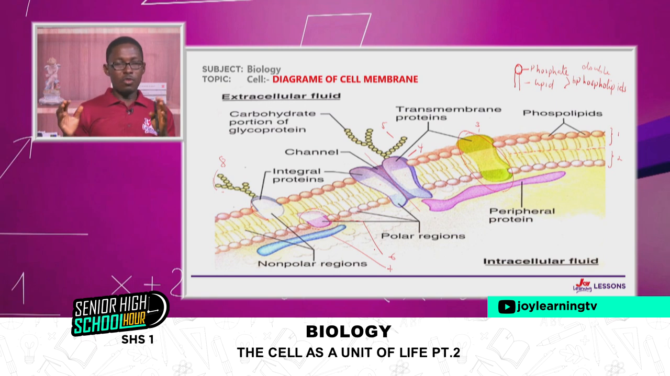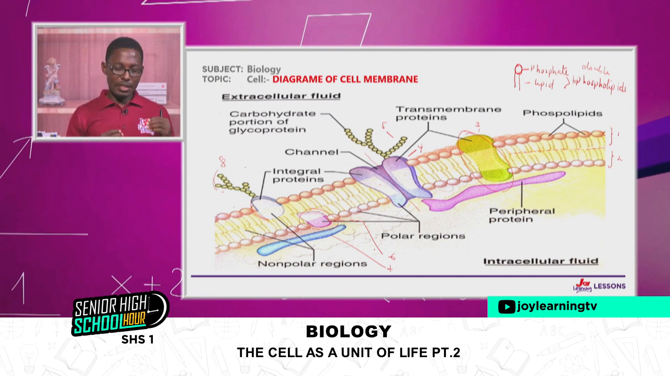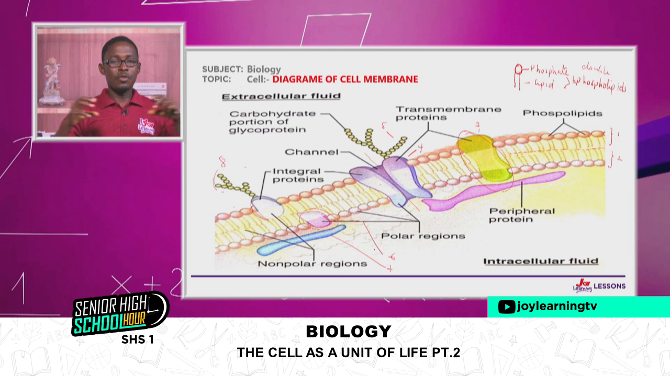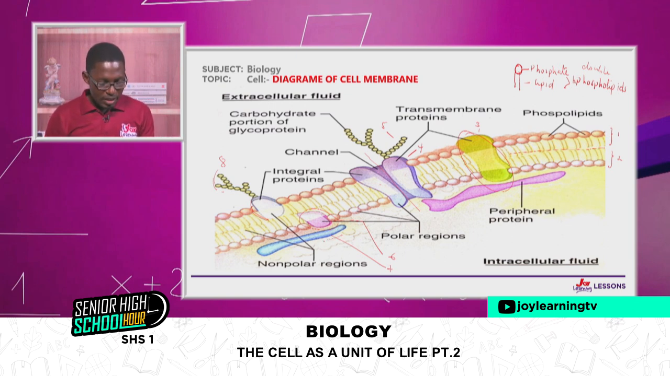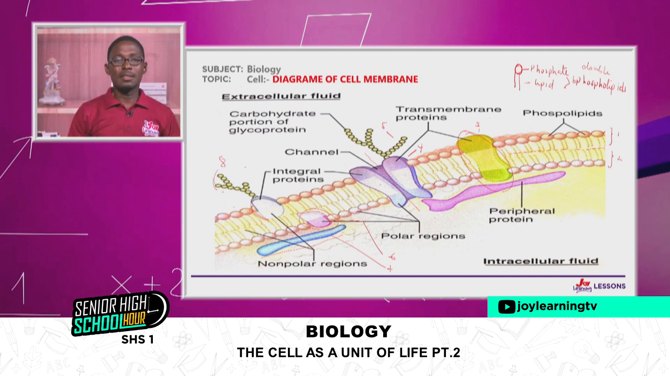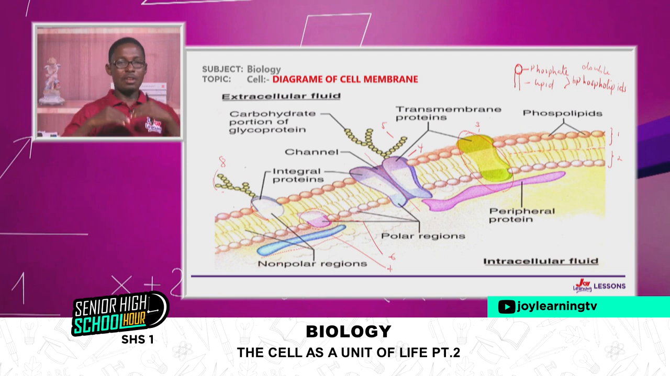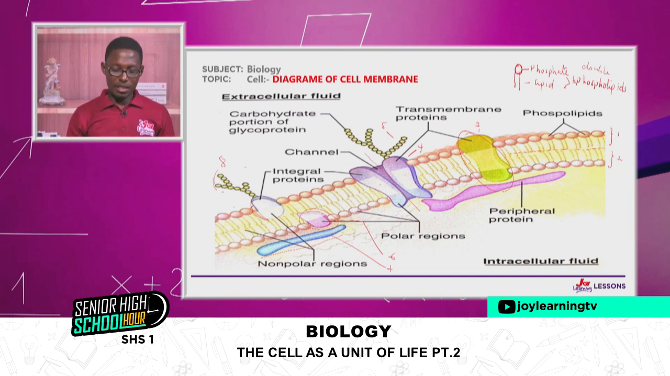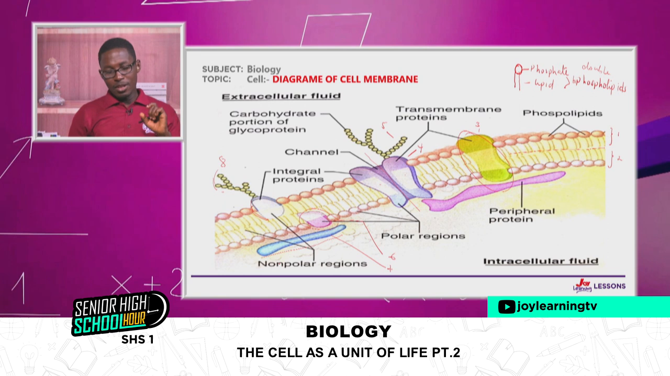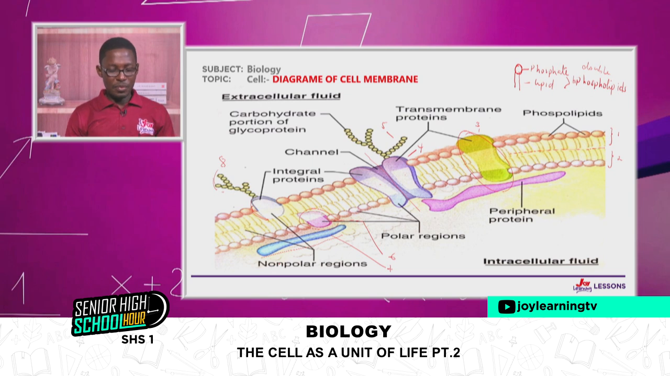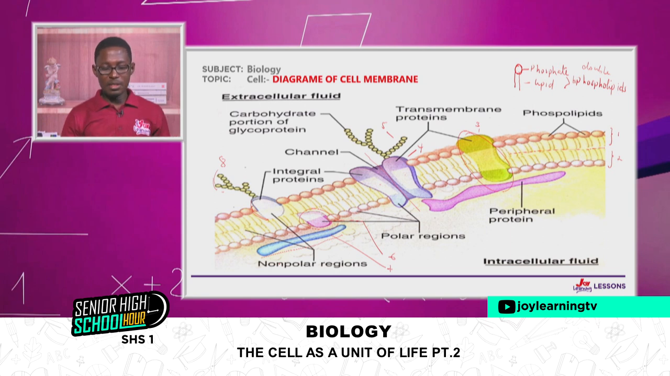Whether fully embedded or partially embedded, we call them the integral proteins because they are found within the phospholipid. Whilst the blue ones you see down here are called the peripheral proteins. They are not inside the phospholipid. They are just outside it. So we have the peripheral proteins. We'll come back to explain these things. Now the number 8, I'll mention its name as you go along. Look at it very well, it's like chains of something. We have another one, number 5, carbohydrate protein or glycoproteins. We'll explain all these as we go along.